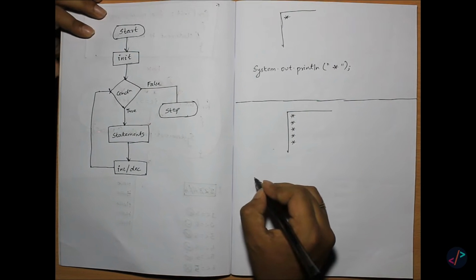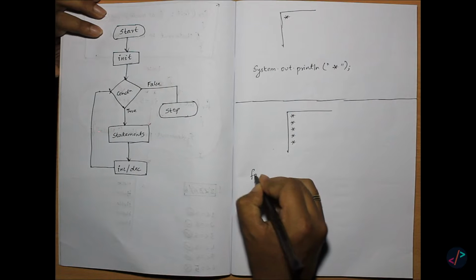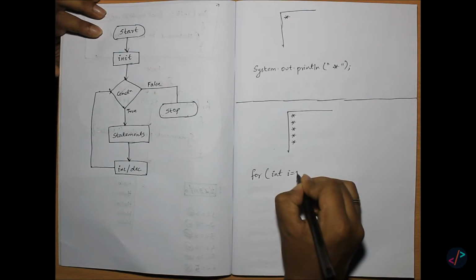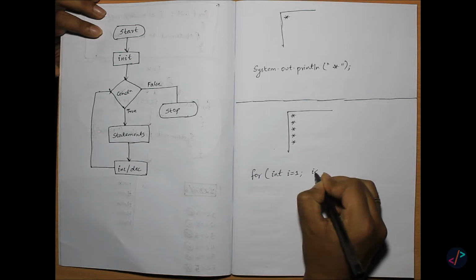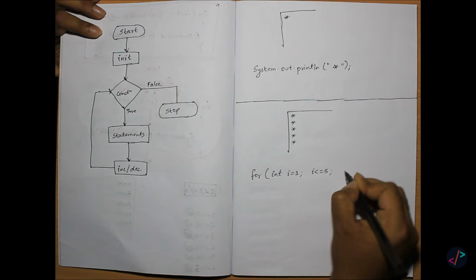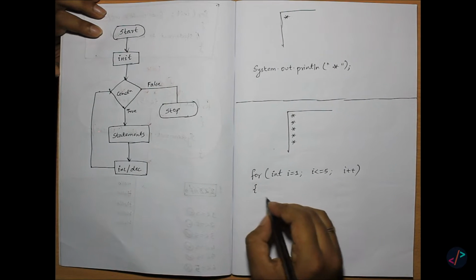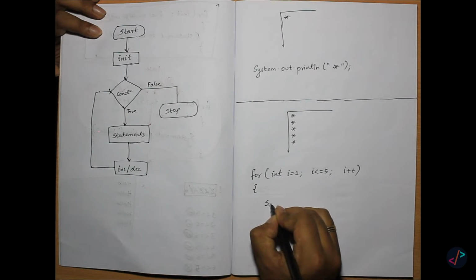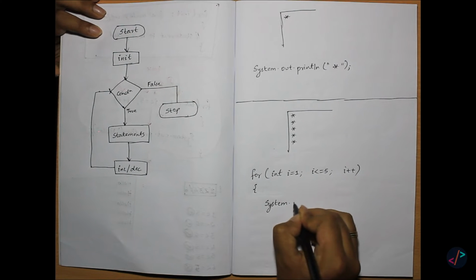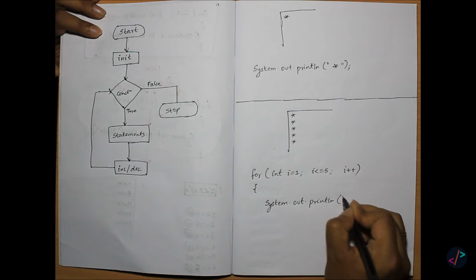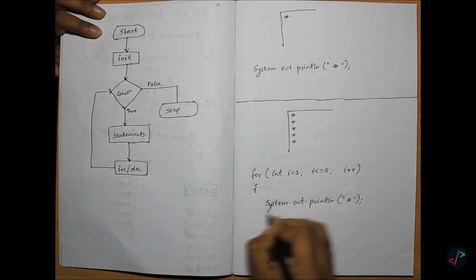So I will now write the loop as for (int i = 1; i <= 5; i++). Inside this, I now have to tell the system: System.out.println, print the star.